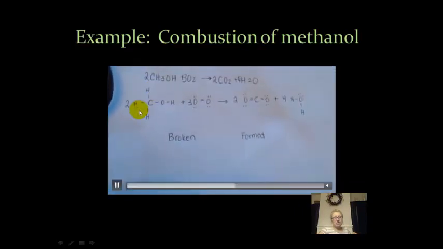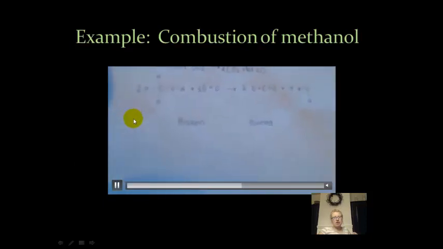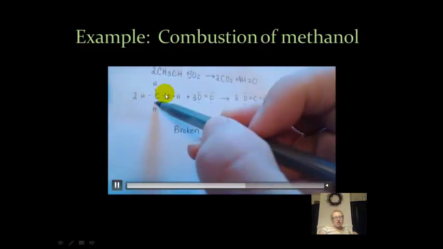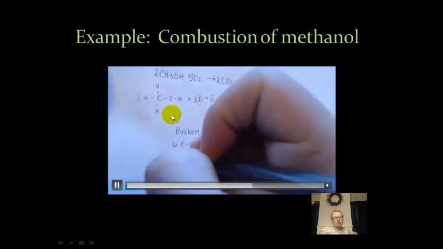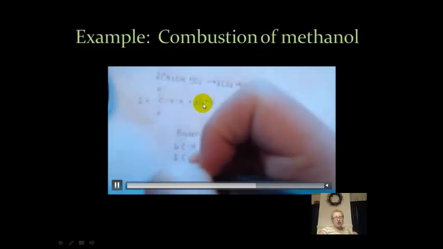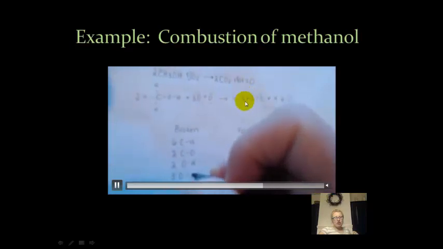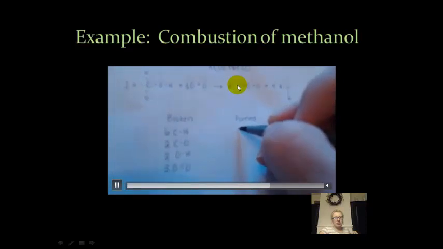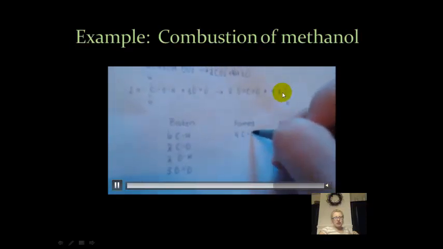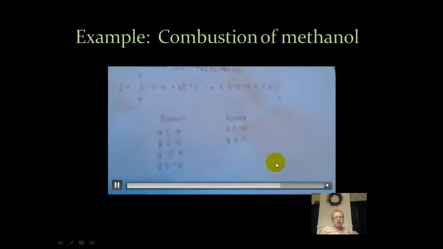So we can see that we're going to break 3 C-H bonds times 2 is 6 carbon-hydrogen bonds, plus we have 2 C-O bonds and 2 O-H bonds. We're also going to make 3 oxygen-oxygen double bonds. Over here we're going to form 4 C=O double bonds, 2 here times 2, plus 8 O-H bonds, 2 here times 4.